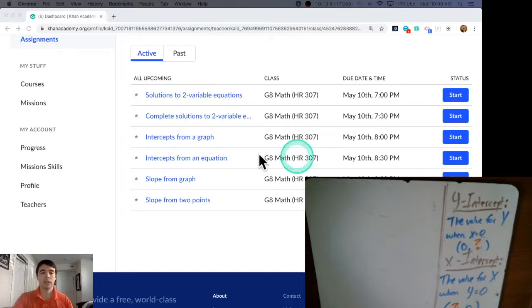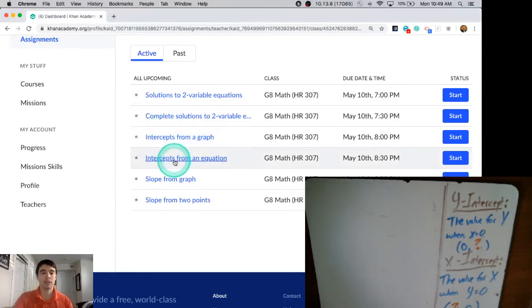Specifically, we're going to be taking a look at the fourth Khan Academy assignment this week, the one called Intercepts from an Equation.